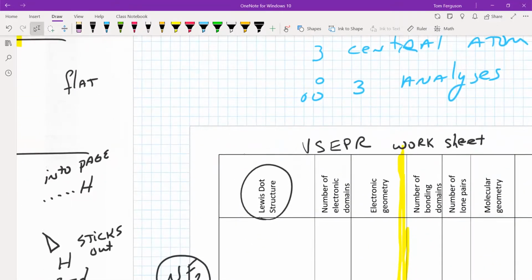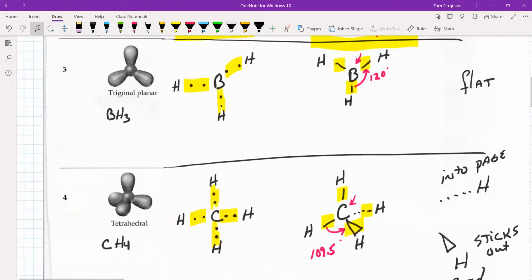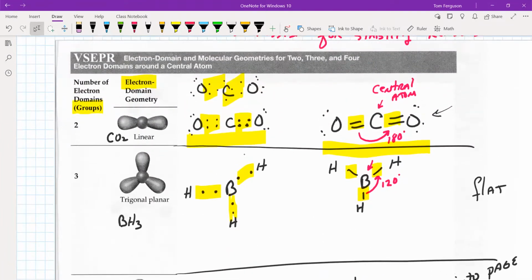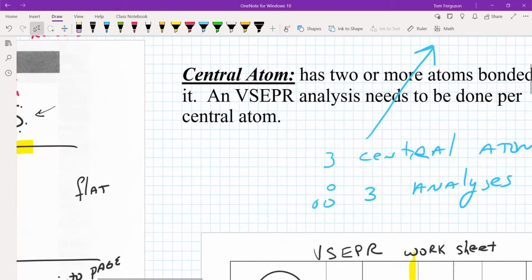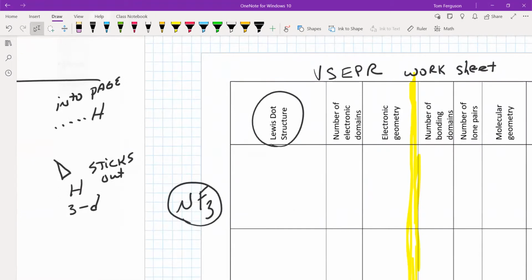Okay, step number 2 is the number of electronic domains. That's a fancy word for how many electron groups are there. Now let's look at this, okay? So here's a group, here's a group. Doesn't matter if it's a single, double, or triple bond, it's a group of electrons. So this has 2 electron domains or 2 groups of electrons. So in our worksheet over here, we would put 2 here.